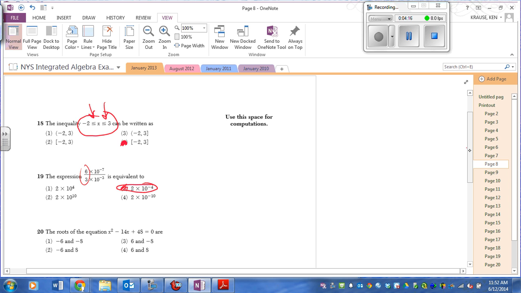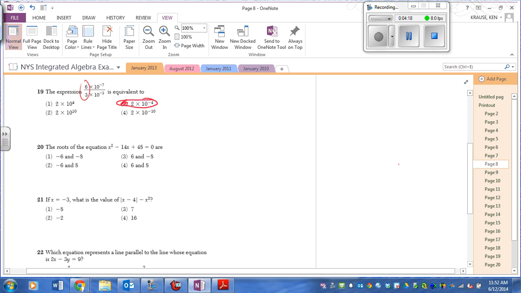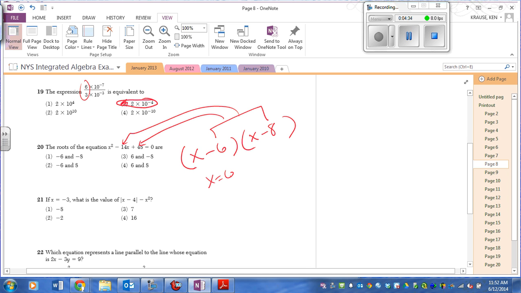Alright, so this one says the roots of this equation are. The roots just means we have to factor it. So this factor is kind of simple, I think. x minus 6, x minus 8. Multiply to positive 48. Add up to negative 14, so this gives us x equals 6, and x equals 8. And of course, you can use the store feature to check those.